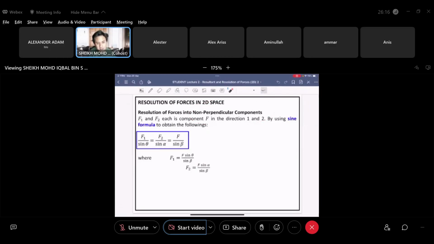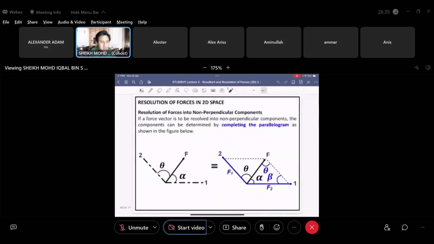It's basically just using the sine rule. Last week we learned about the sine rule, right? The sine rule is just F1 divided by sine theta equals F2 divided by sine alpha, equals F divided by sine beta, and so on, right? The trick here is to remember that whatever you're trying to find, the angle is always across from it. So if you're using, for example, F here, you're going to use the angle beta because it's across from it.